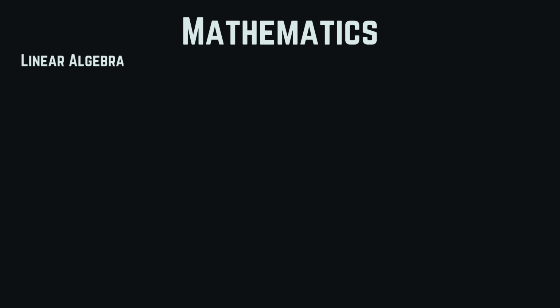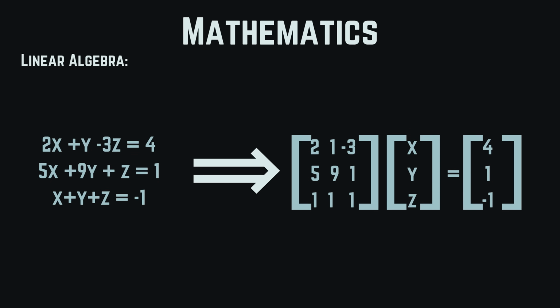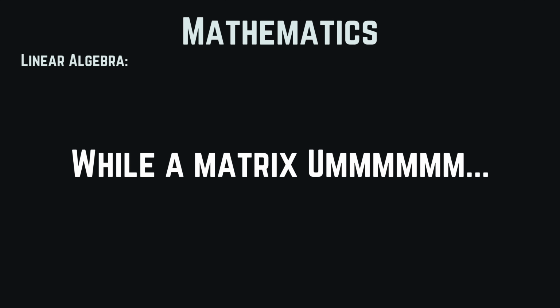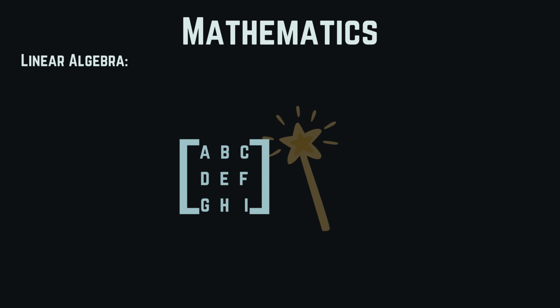In the linear algebra part, we're going to learn about vectors and matrices and how to solve linear equations using matrix notation. A vector can be thought of as an arrow in a dimension, while a matrix, well, it's kind of like a wonder machine.